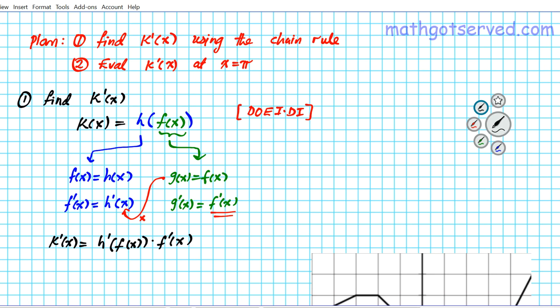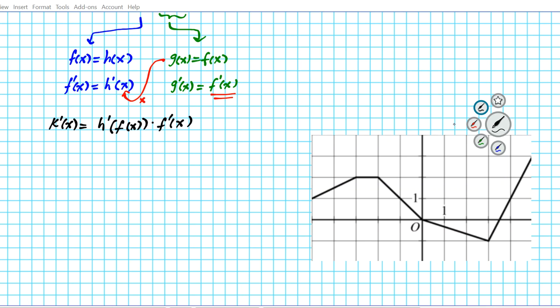Now we're done with part 1. Now we're going to advance to part 2. For part 2, we're just going to substitute pi for x. So k prime of pi is going to be h prime of f of pi times f prime of pi, like that.